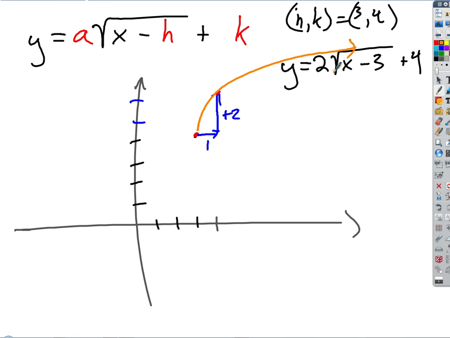So h and k define the starting point. A defines how much the function is stretched, and there's an easy way to do that. Remember, it's 1 to the right, and how much we're going up or down. What if this had been a negative 2? It would go the other way. Instead of going up 2, we would have gone down 2, and so the graph would have opened up downwards.